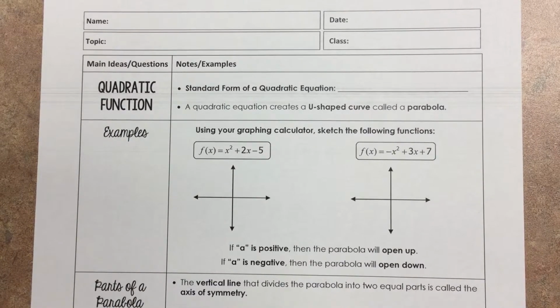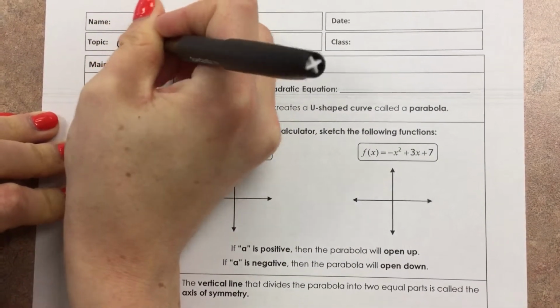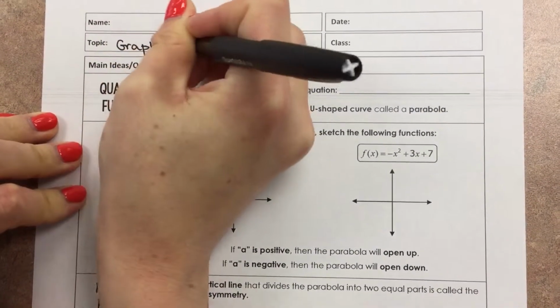This is Unit 3, Lesson 4, Part 1. The topic is graphing quadratic equations from tables.